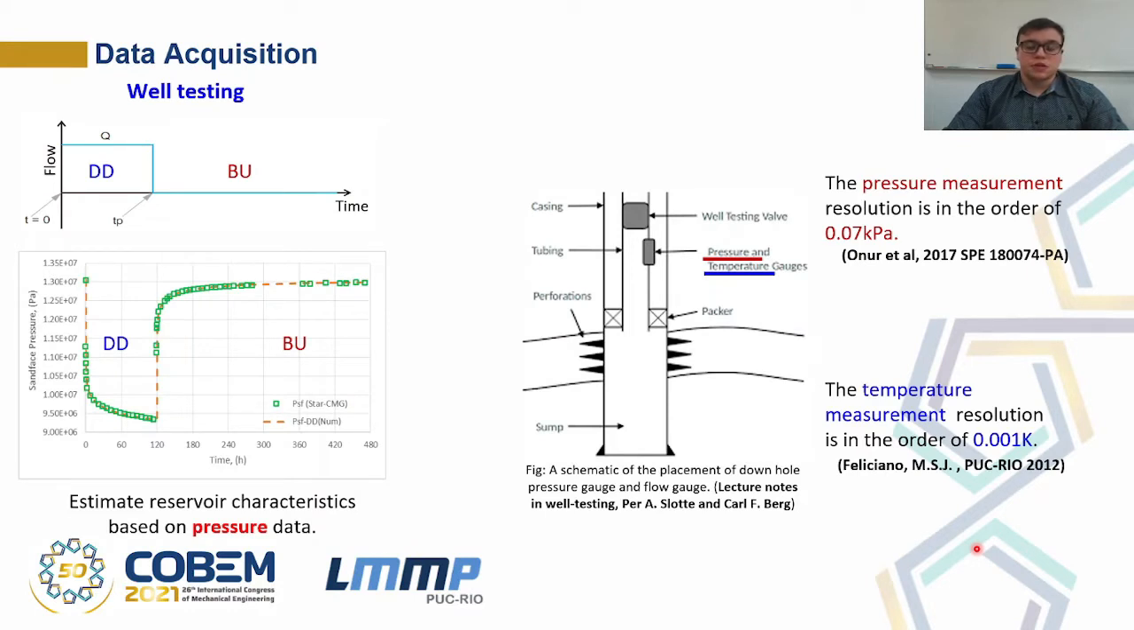To make the characterization possible, some data is necessary. To obtain this data, well tests are commonly made. This test consists of a controlled process of opening the production valve during the period called the drawdown, followed by a static period called the build-up. During the whole test, the pressure and temperature data are registered. Despite having good resolution for pressure and temperature data, commonly only pressure data are used to make this reservoir characterization.